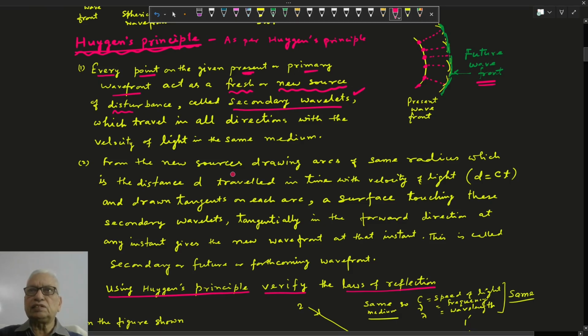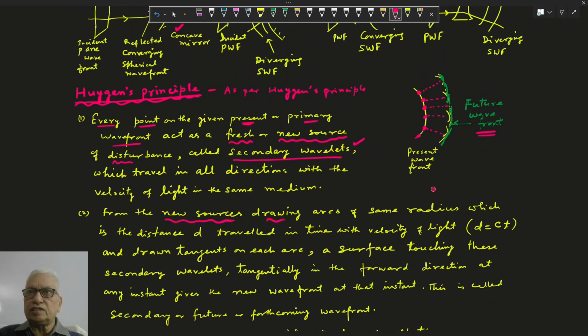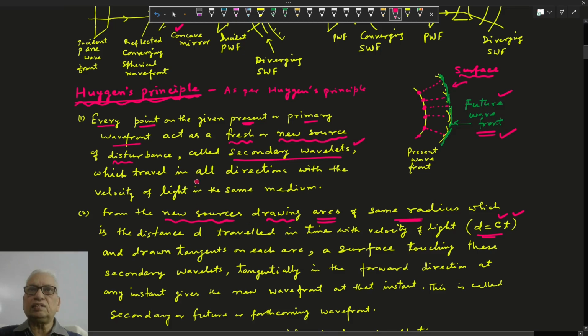These are moving in the same direction with the speed of light. From the new sources, we draw arcs of the same radius, where distance is equal to velocity multiplied by time. Taking that distance as the radius of the arc and drawing the arcs here, and drawing the tangent on these arcs, joining all the tangential surfaces, this is the locus called the future or forthcoming wavefront in the forward direction. So this is the Huygens principle.